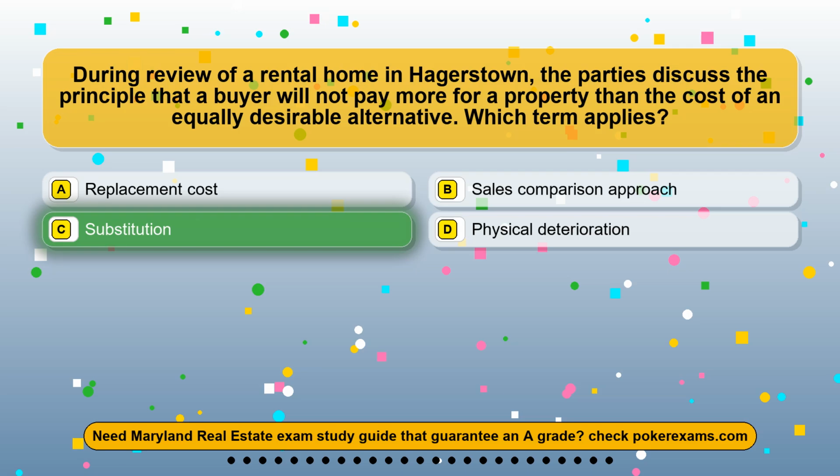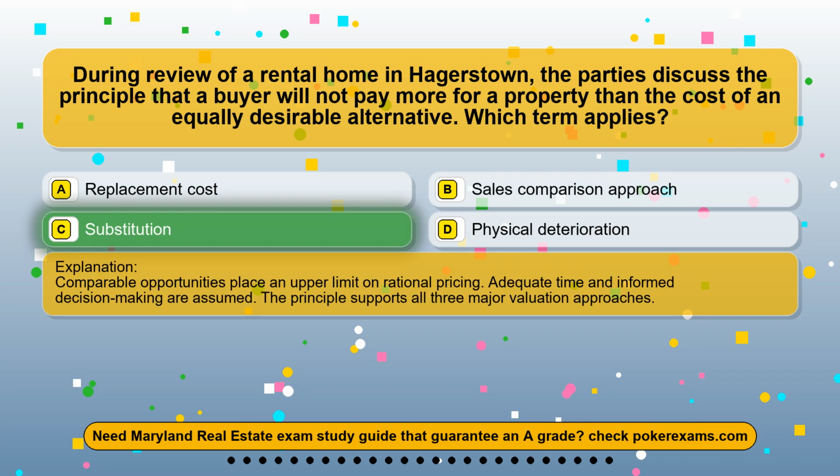The correct answer is option C, substitution. Comparable opportunities place an upper limit on rational pricing. Adequate time and informed decision-making are assumed. The principle supports all three major valuation approaches.